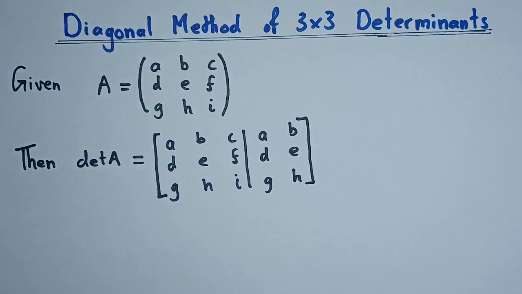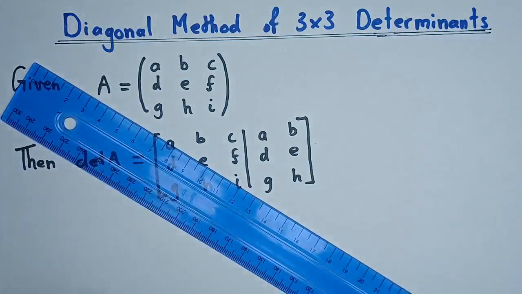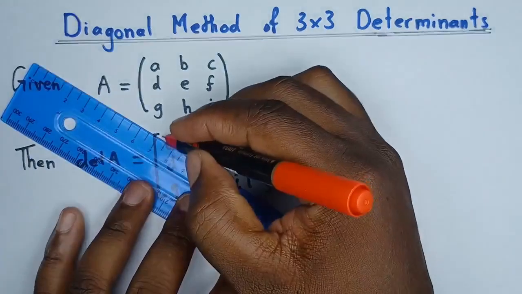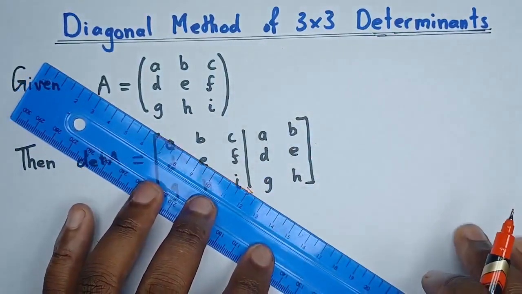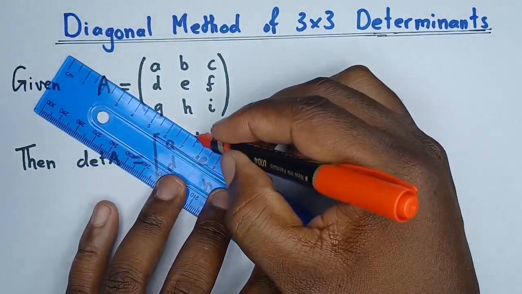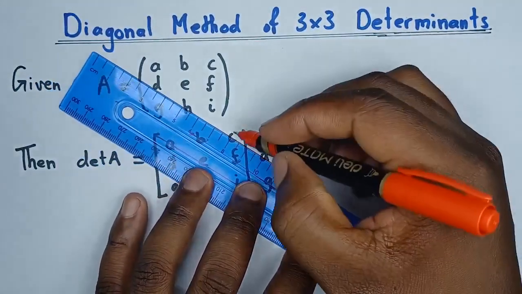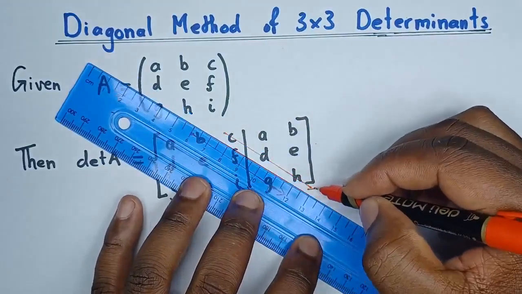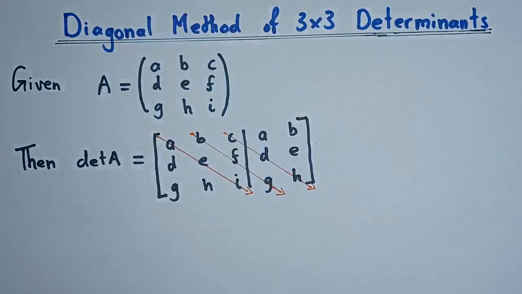So we're going to get the first diagonal, the major diagonal. That's why it's known as the diagonal method. The first major diagonal is formed by these three entities. So this is our first diagonal. The second diagonal will be formed here, and the third diagonal will be formed here. So these are the three diagonals that we have.